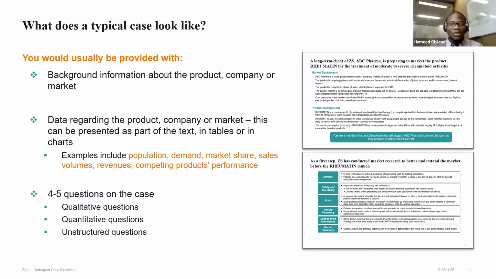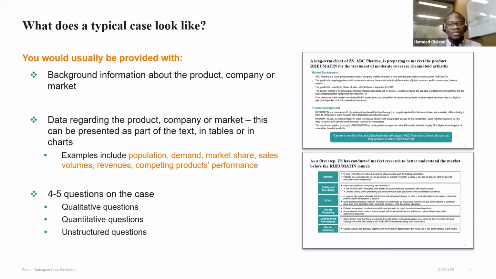Okay, so what does a typical case look like? Usually, case information that you have can be categorized into 3 buckets. The first bucket is basically background information. That's all the data that you're given up front, basically a prompt that you're supposed to use as a starting point to process and work through the case.